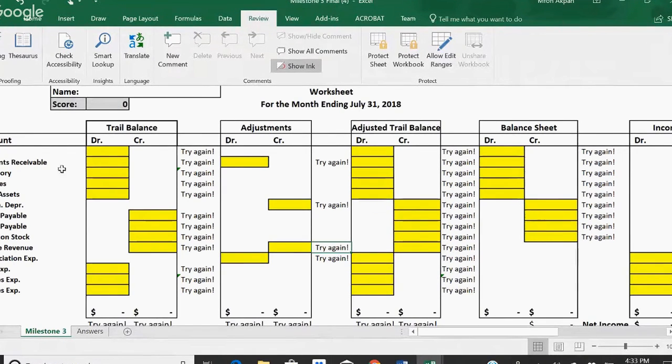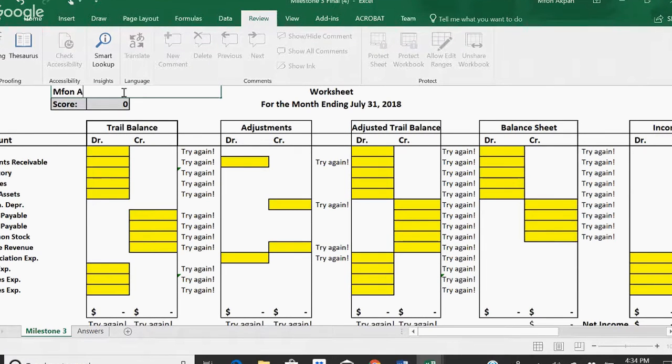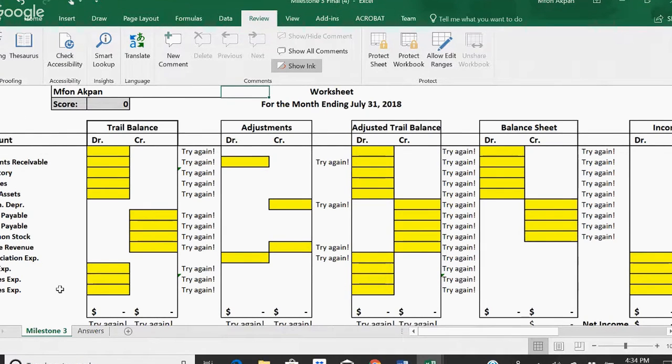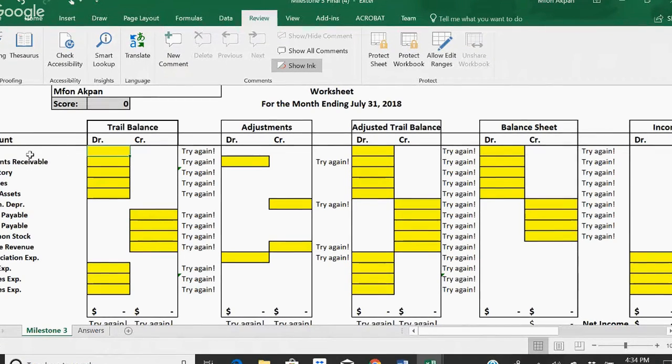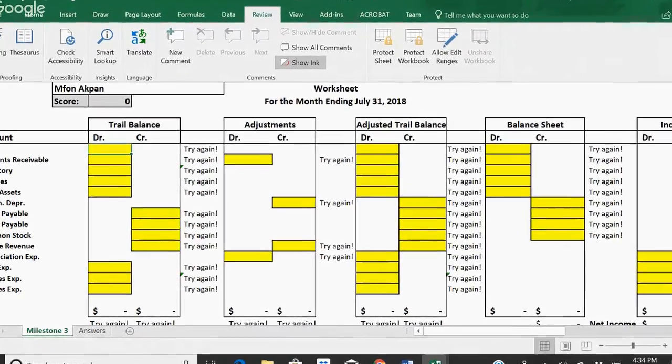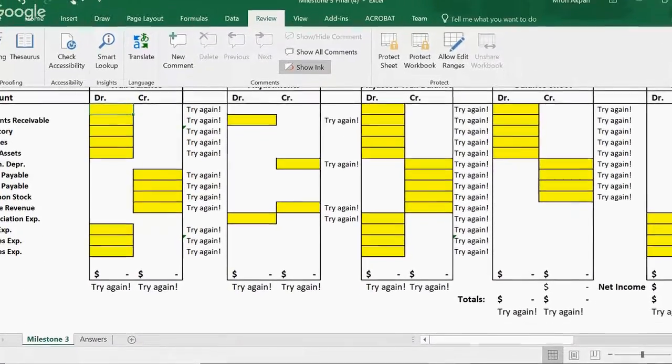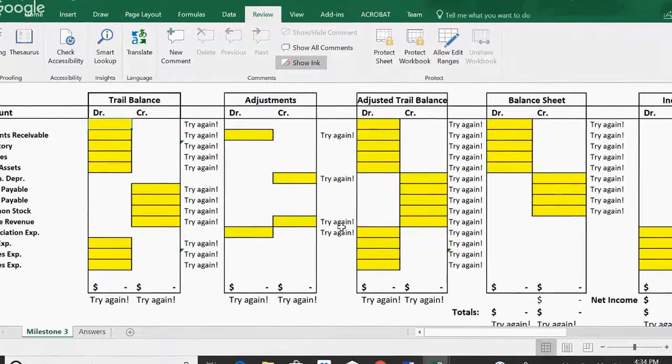First of all, you've got your name. So you want to make sure you put your name in the name portion. This is a self-grading worksheet. Now, all the way over to the left, we've got all of our accounts. We're going to be inputting the information into the yellow highlighted cells. On the far left, we've got all of the accounts that we'll be working with. If we scroll down a little bit, we'll have the balances at the bottom.